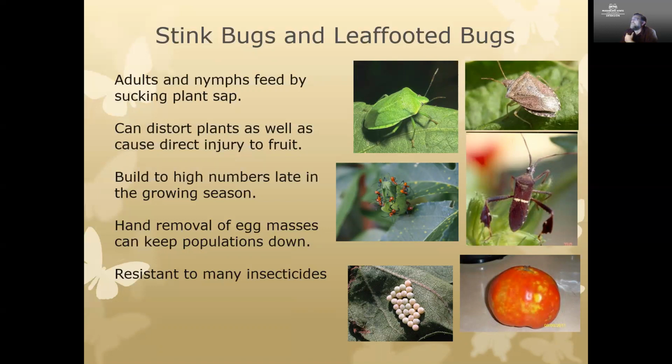And that feeding can distort the plant, can cause severe damage, particularly to fruit. One of the things you'll see, particularly in tomatoes, if you look down there in the bottom right, there's an image of a tomato that's been fed on by a stink bug or a leaf-footed bug. And you can see all those yellow spots, and essentially that area of the fruit has been damaged by feeding. They've inserted their mouth part there and drawn out the sap. And inside, if you open up that tomato, you're going to find a hard section that's kind of walled off from the rest of the fruit.